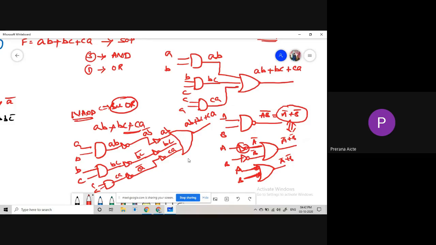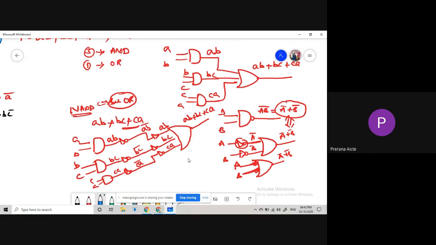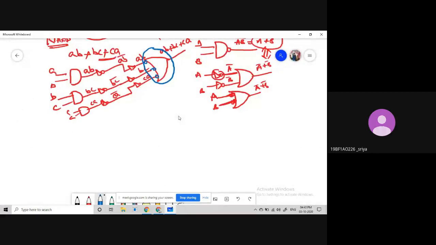Instead of using one NOT gate here, we simply take a bubble. If we are taking one bubble here, it is in the form of which gate? Bubbled OR gate, sir. Yeah. Next step, NAND is nothing but AND plus NOT, right? Yes, sir. So we are taking this part as one NAND gate. Is it okay? Yes, sir.